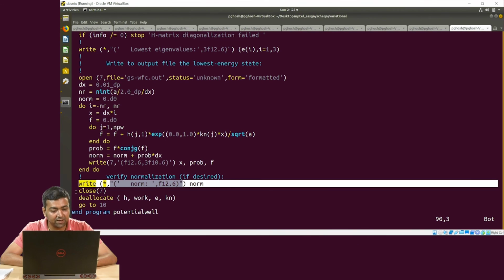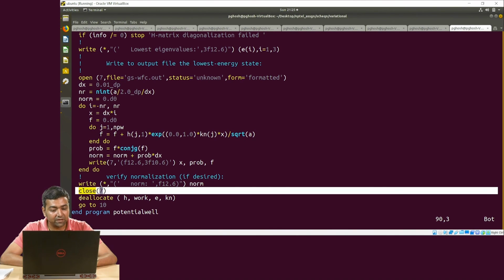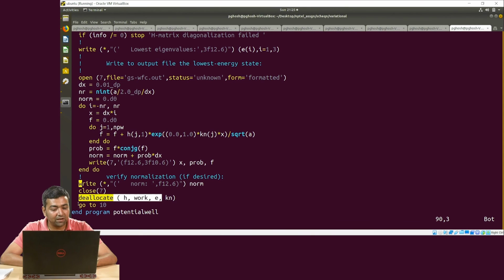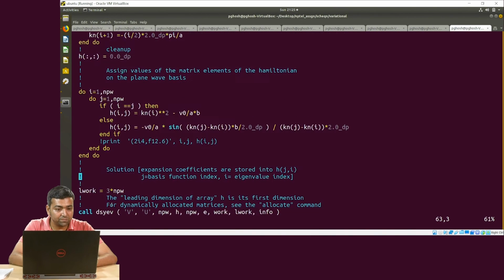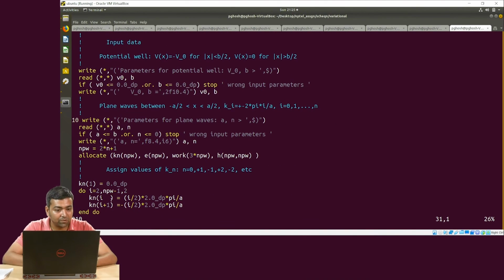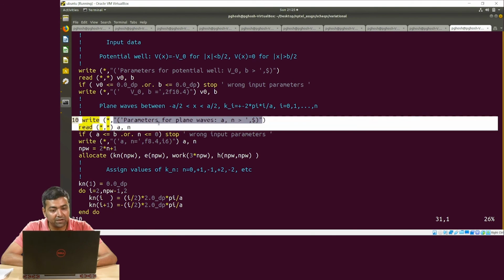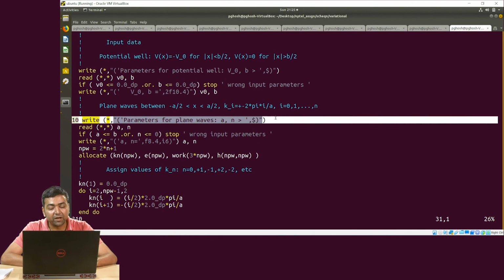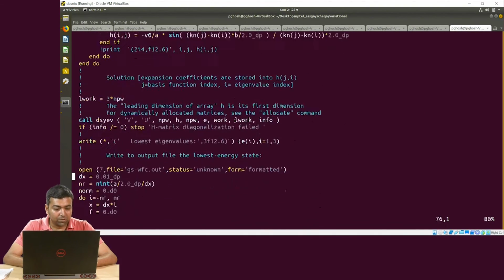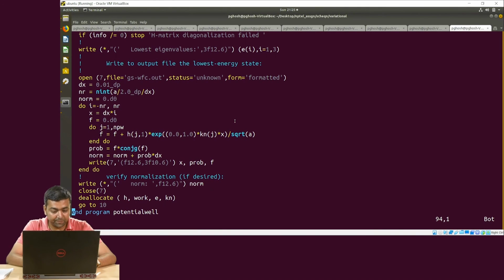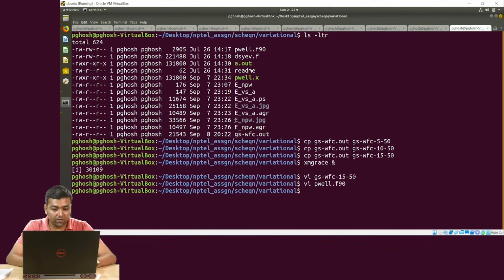Once this is done, I close this file and deallocate the array, and then I have a go to statement, because I would like to play around with different values. The go to brings you back to this particular part of the code. So you can rerun the code by changing the parameters related to the plane waves, that is, the periodicity of my plane waves and the number of plane waves. So this is the code, and then let us see how one can run it.